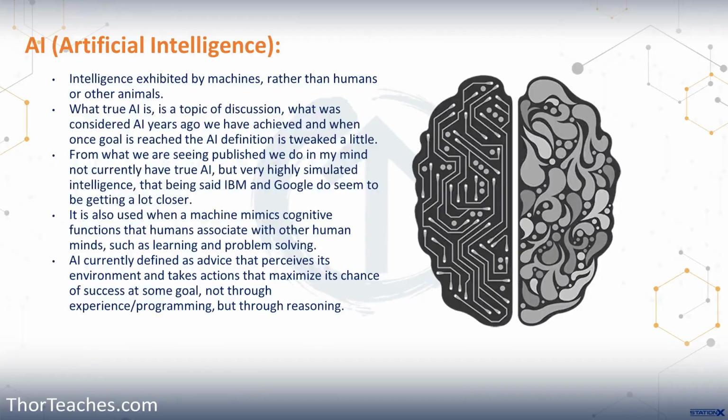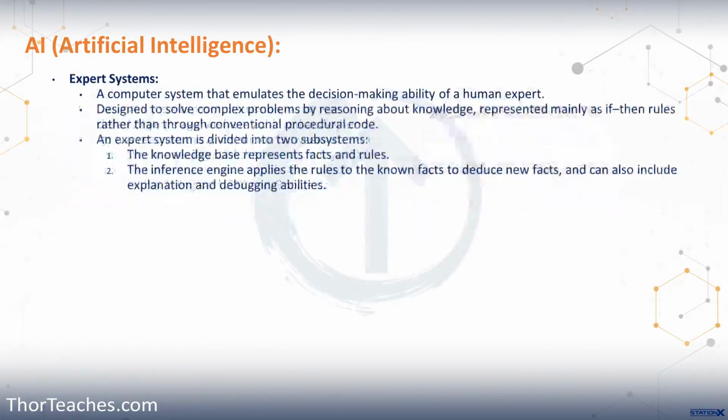Both mesmerizing and creepy. AI right now is defined as something that perceives its environment and takes action to maximize the chance of success of some sort of goal. And it's supposed to do that not through programming or experience, but through reasoning. So in my mind, as far as I've seen, not quite there yet, but we are getting closer. Now let's look at a couple of the types of AI we use today.